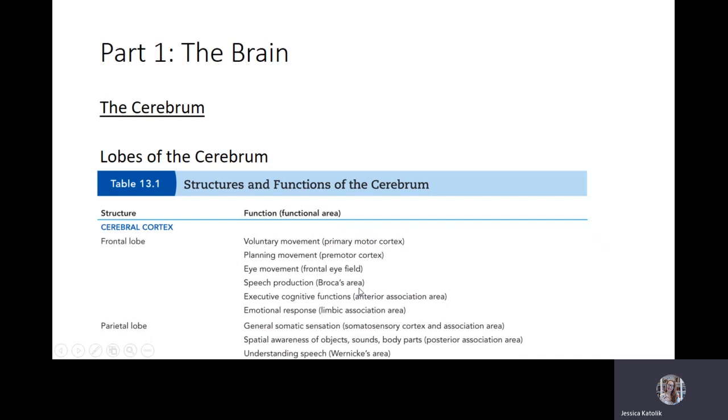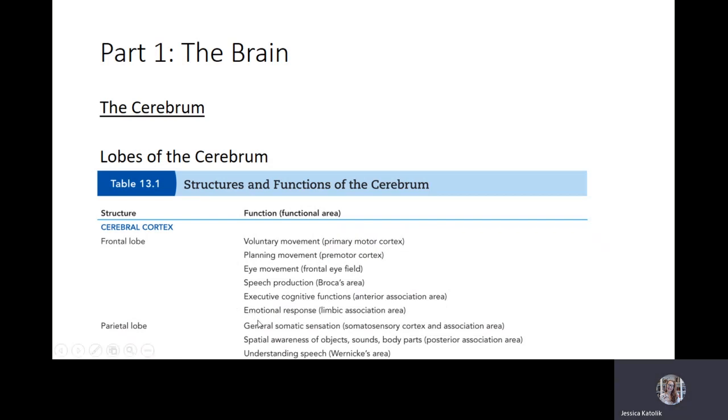Broca's area in the frontal lobe is going to be responsible for speech production. So this will help you take information and turn it into vocalization or sign language, depending on how you communicate. And so it'll help with that speech production. It's also going to help with executive cognitive functions, so it's going to help us make judgments about our external environment and figure out what is the best response to those stimuli.